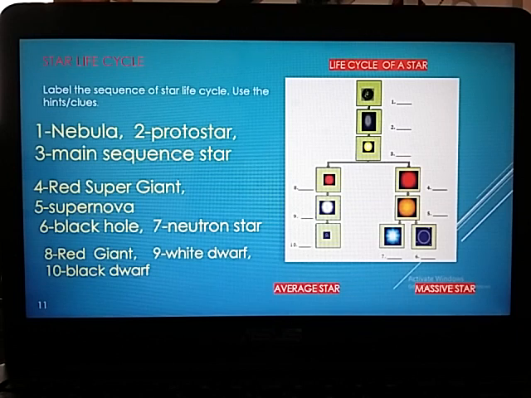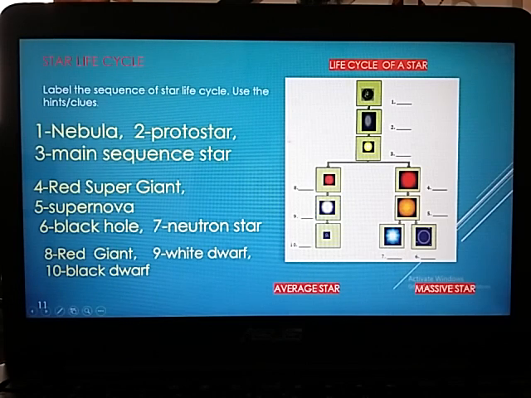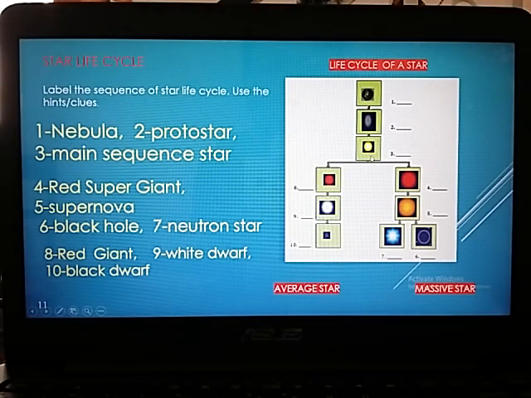So, tingnan natin ang sun natin. Sun is a star. How do we consider the sun? A sun is the main sequence star. What does the sun do? It converts hydrogen to helium. Daily, it gives heat and sunlight to us.